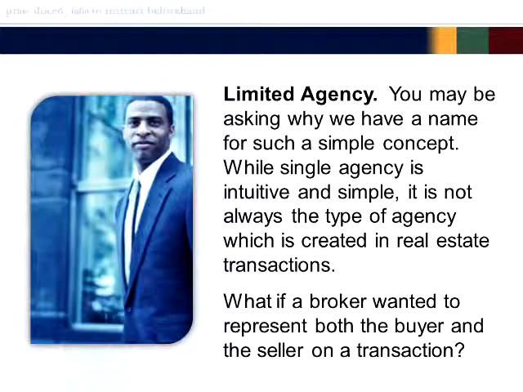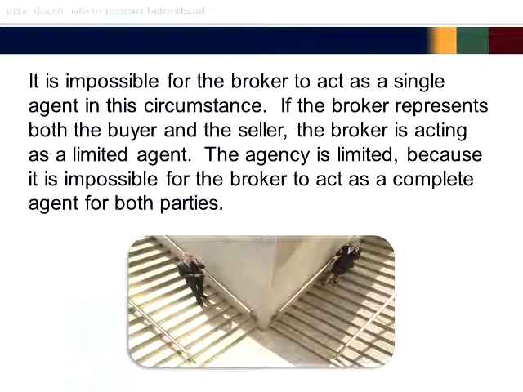Limited agency. You may be asking why we have a name for such a simple concept. While single agency is intuitive and simple, it is not always the type of agency which is created in real estate transactions. What if a broker wanted to represent both the buyer and the seller on a transaction? It is impossible for the broker to act as a single agent in this circumstance. If the broker represents both the buyer and the seller, the broker is acting as a limited agent. The agency is limited because it is impossible for the broker to act as a complete agent for both parties.